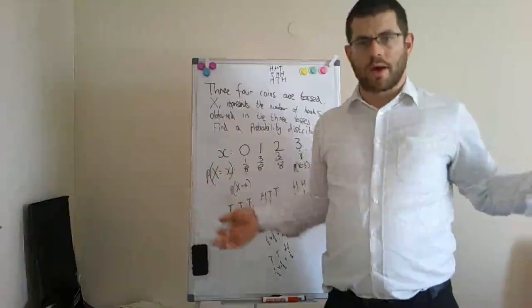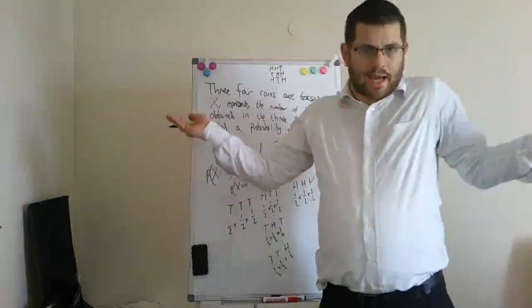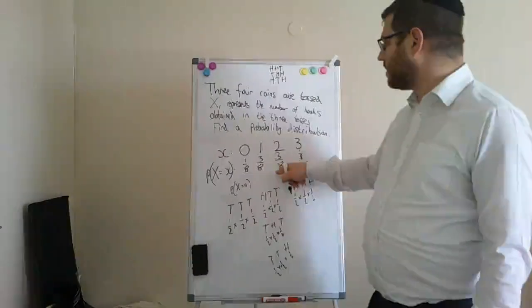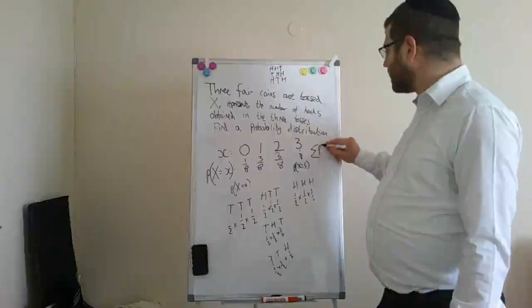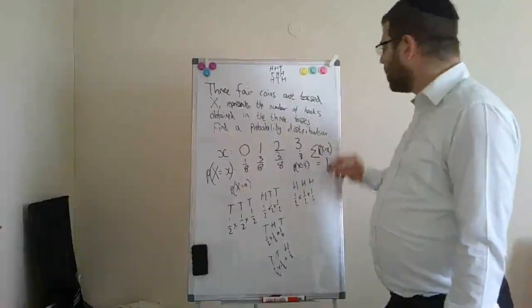That's what we call the sample space. So all the probabilities of everything you do in an experiment has to add up to 1. That's the rules of probability. So look, 1/8, 3/8, 3/8, 1/8, you can see sums up to 1. You write it like this: the sum of all of the probabilities equals 1.